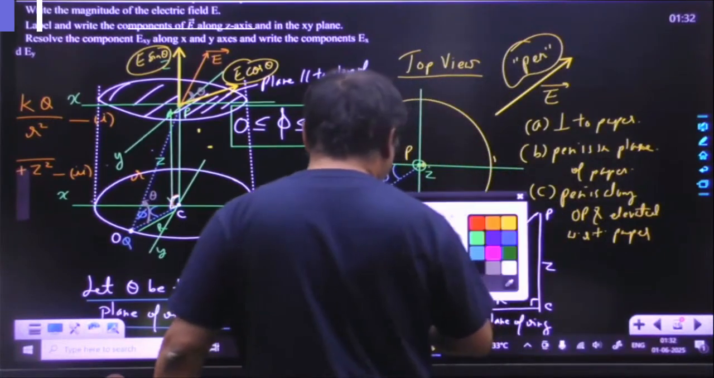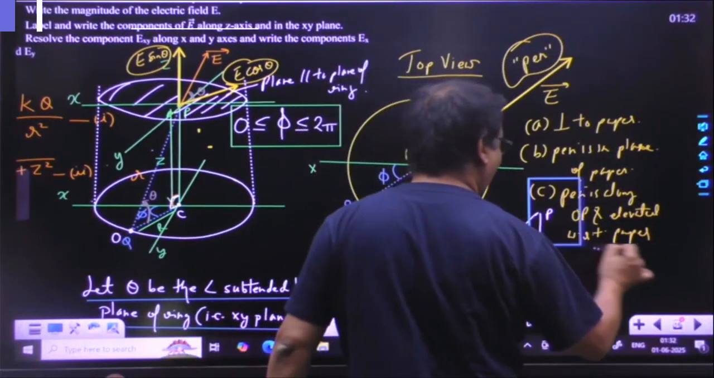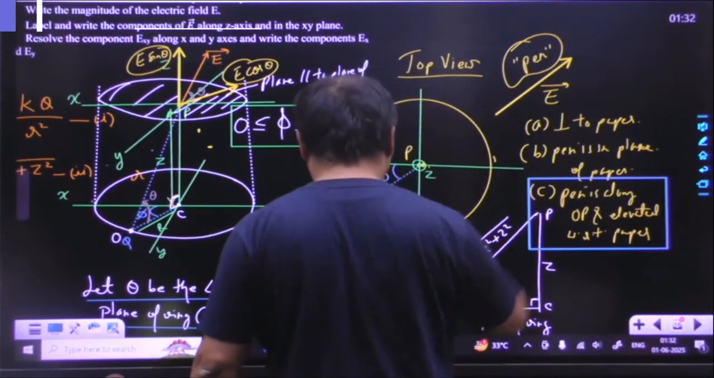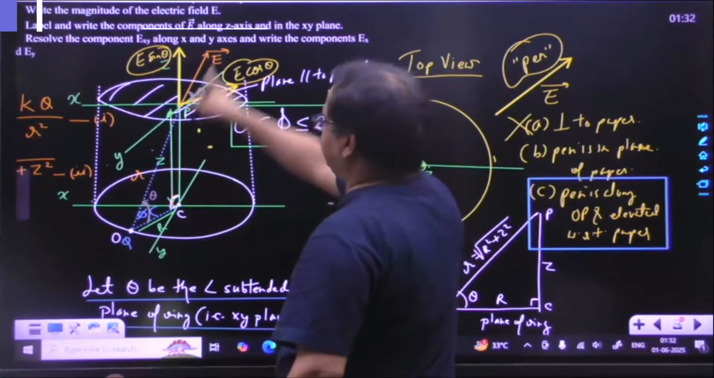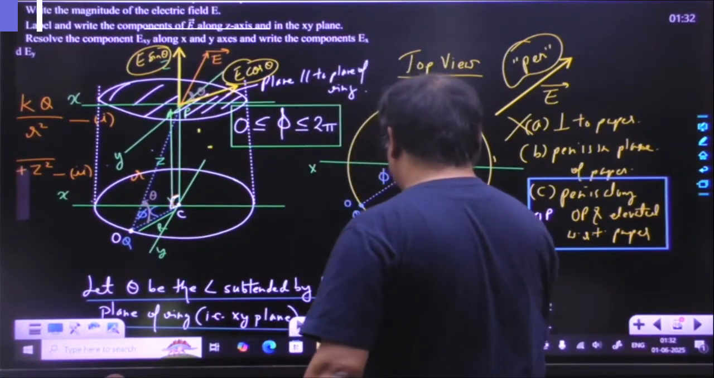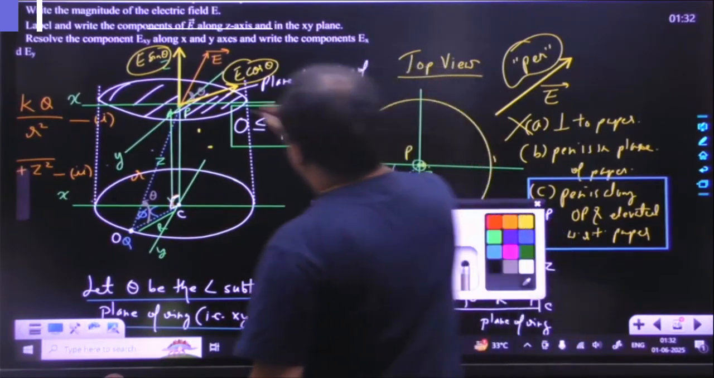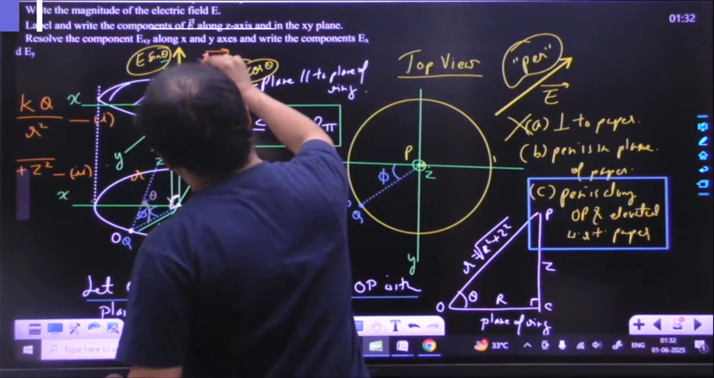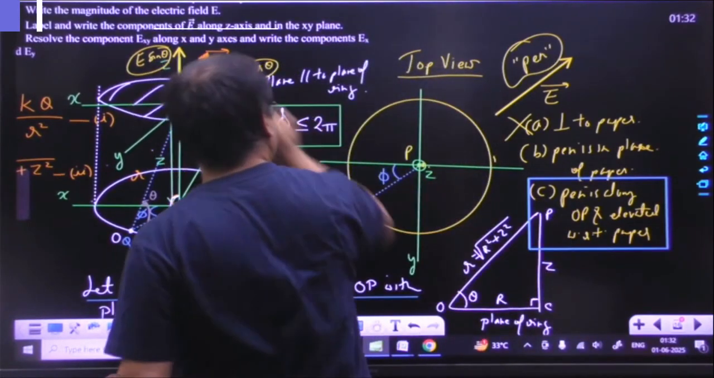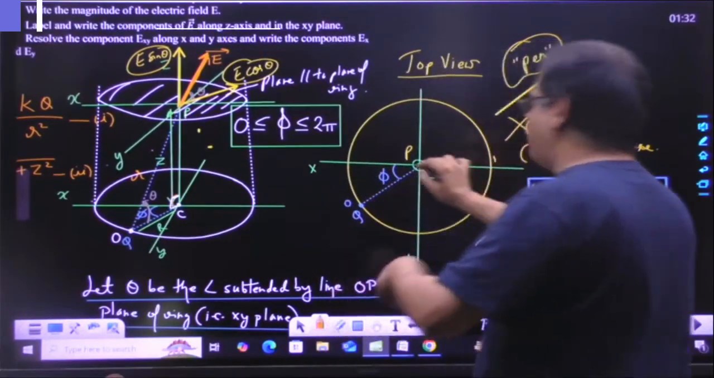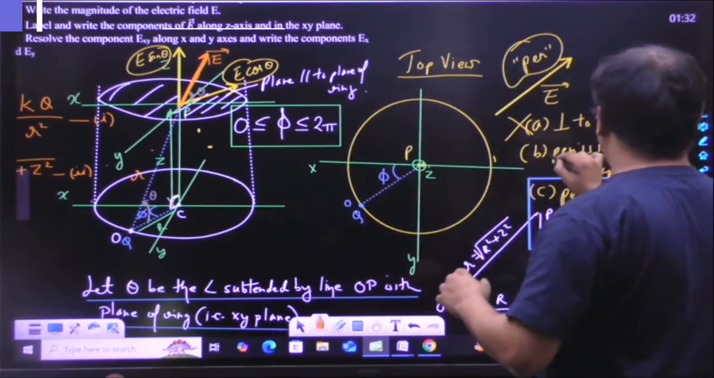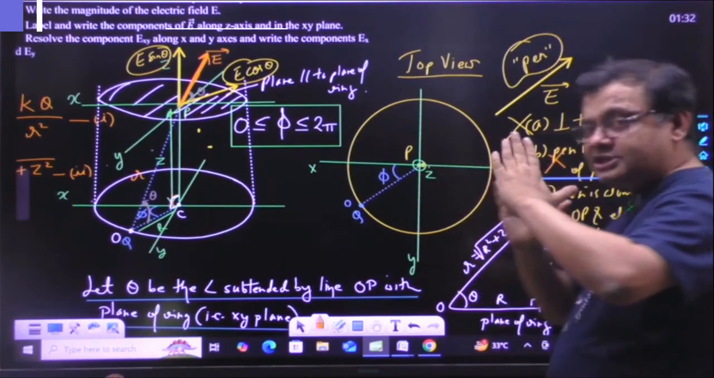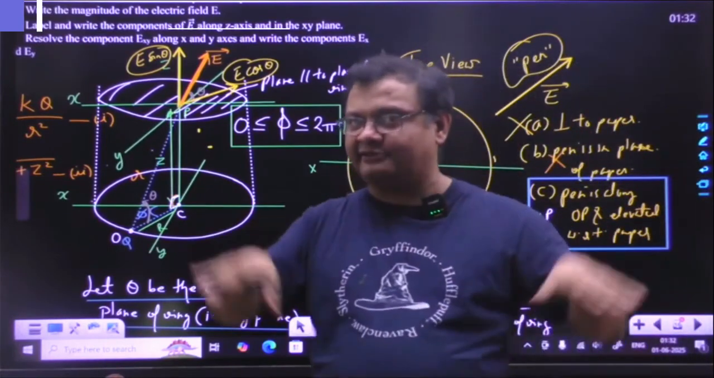So the correct answer is option C. This is the wrong option, the electric field won't be perpendicular to the xy plane. See, it is tilted. This orange color vector is the electric field, which is along the line OP. The pen is not in the plane of paper, so the electric field vector is not in the xy plane, and that option is also incorrect. The orange vector is tilted with respect to the xy plane.